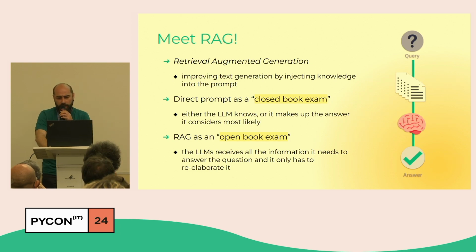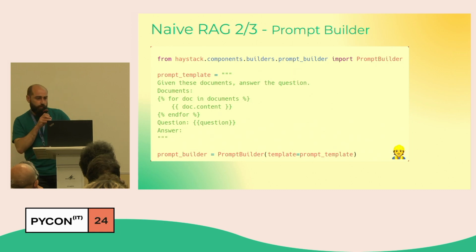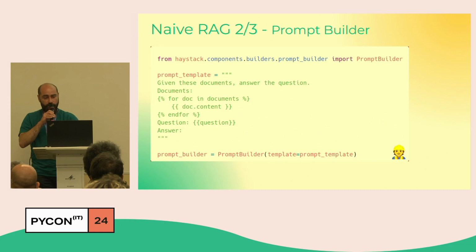Let's see a very naive example. In this case, we are not doing retrieval. We are creating a knowledge base with some information about the Italian Super Cup. Then we introduce a component called prompt builder. In this case, it uses a template, which is a Jinja2 template, where we are saying, given this document, answer the question, and we put some placeholders for documents and for question. And we create this prompt builder.